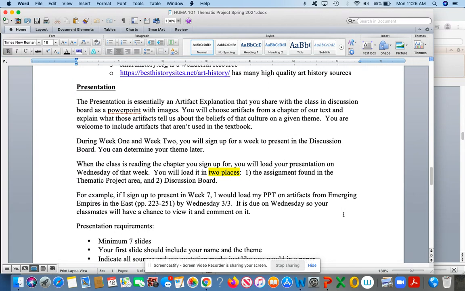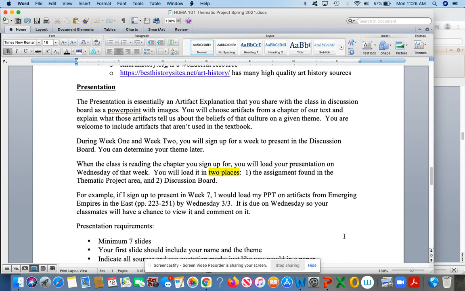You will also be doing a presentation, which is essentially an artifact explanation that you share in the discussion board as a PowerPoint. So I'll have lots of images and give you a chance to share something that you're interested in with the class. It's something that you get to pick which week you want to present. So during week one and week two, you'll sign up to present using a forum and discussion board. You can determine your theme later, so you don't have to right now figure out your theme. You can just pick a topic. Like if you're interested in the Greeks, sign up for that week. If you're interested in the Romans, everybody is, sign up for that week. So get in there right away and sign up because we'll have limited spots available.